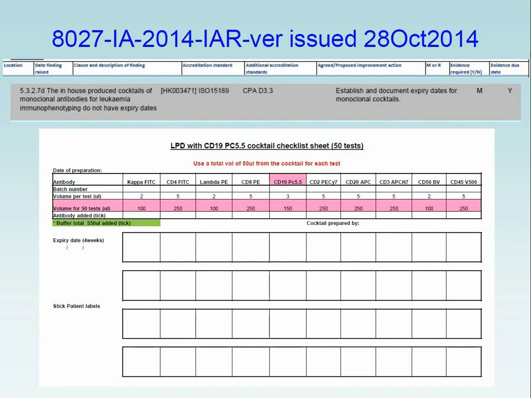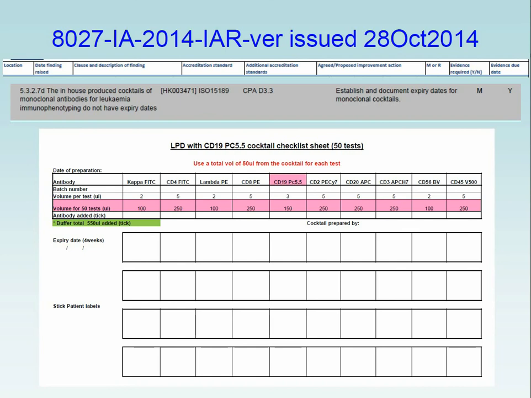And you can see, this is our check sheet before we went into the inspection, and you can see we logged most things. So we logged the batch number of all the reagents in there. We had a cocktail prepared by, and that's prepared by two scientists. And then we stick all the patient labels that we tested with that cocktail onto the sheet, and then we keep that sheet forevermore. And that's our traceability for that reagent.